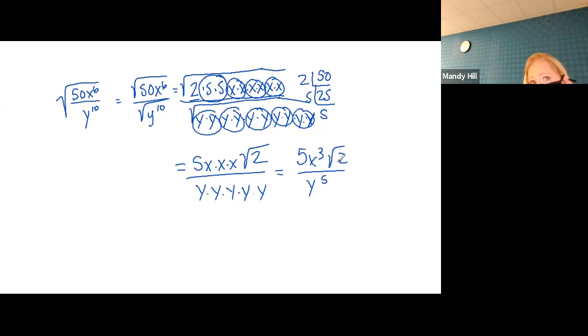I'm going to look and see if anything will cancel out or reduce. I don't have anything the same on the top or the bottom. There's no number. This would be a 1 on the bottom, and 5 over 1 is not going to reduce. So there's nothing else I can do to that one.